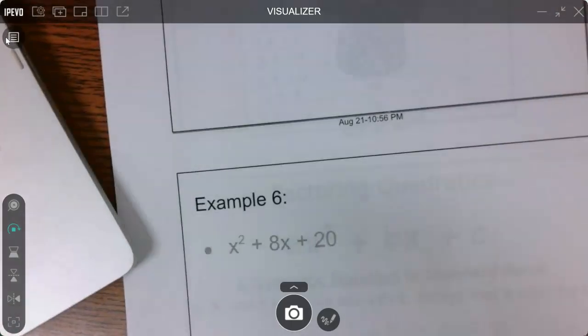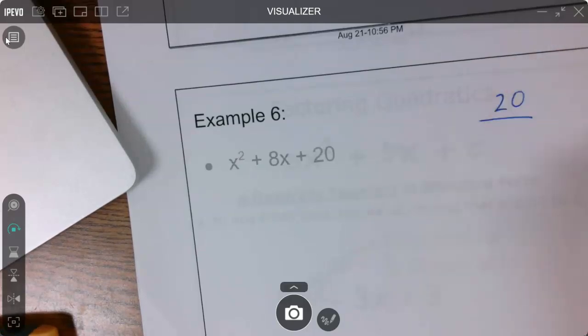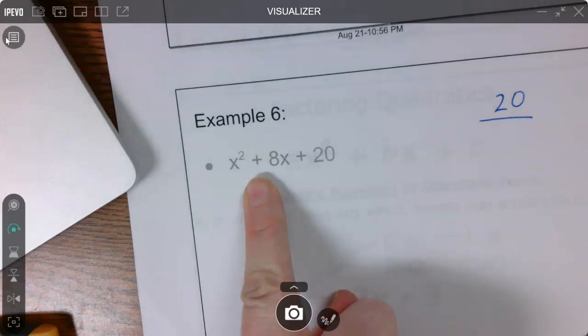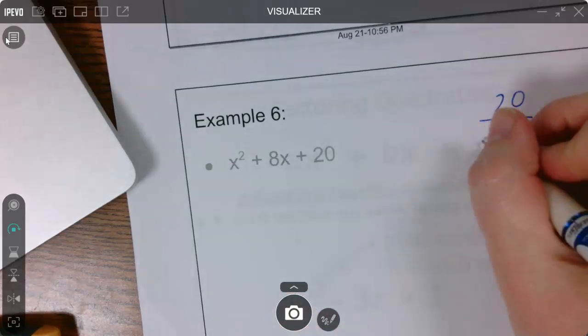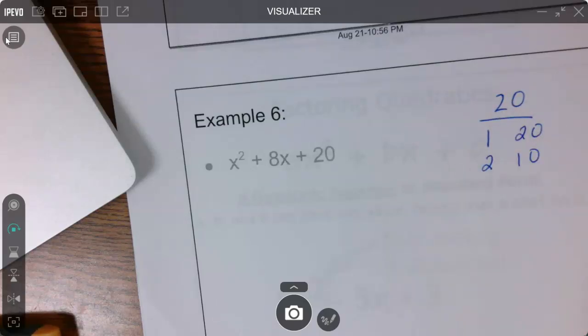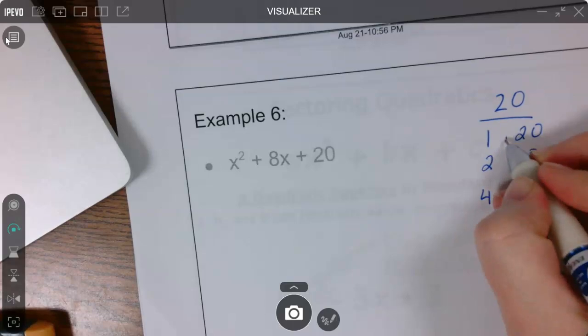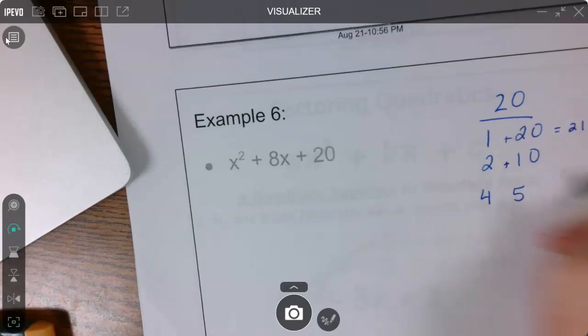Example 6. Let's look at this one. So we want to come up with numbers that multiply to give us 20, a positive 20 at that, and numbers that add to a positive 8. Let's see what we can come up with. So positive 20, I've got 1 and 20, 2 and 10, 3 doesn't divide into 20, and then I have 4 and 5. Now let's see. 1 plus 20, that gives me 21. 2 plus 10, that gives me 12. 4 plus 5, that gives me 9. There are no other factors of 20.